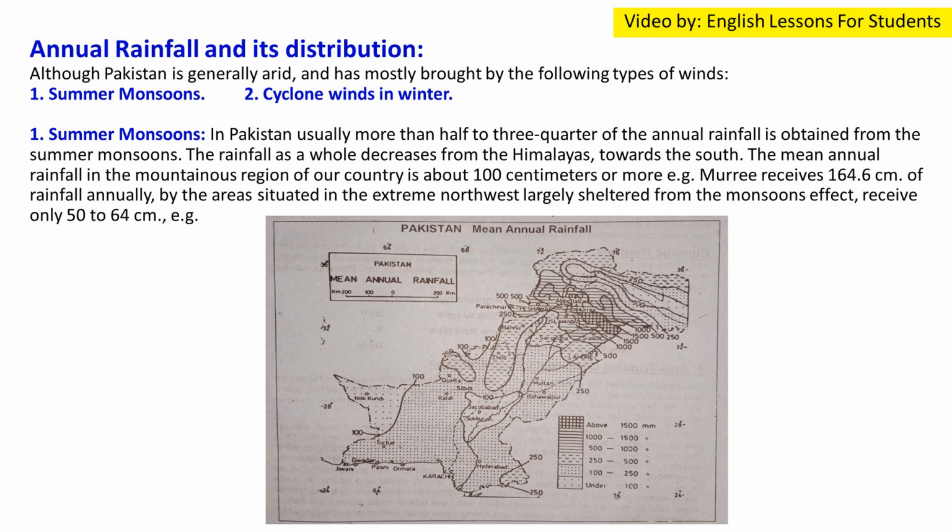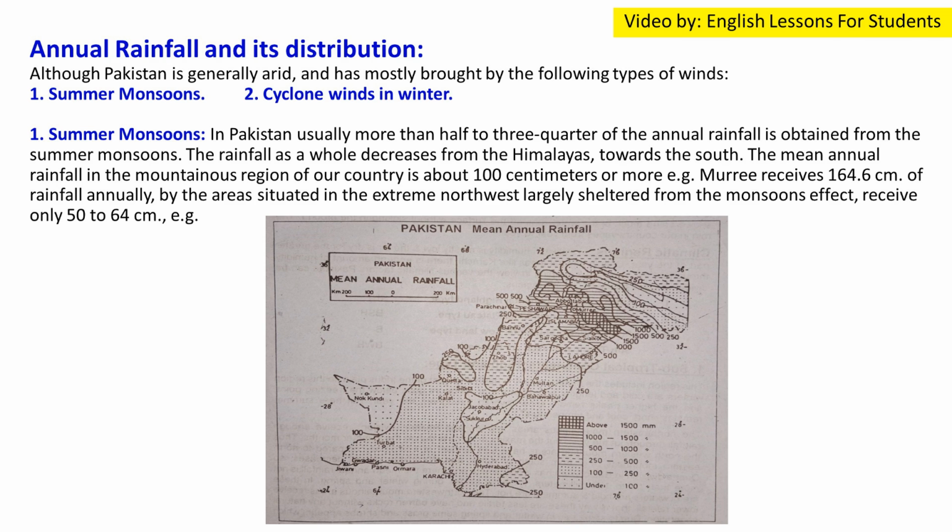Annual rainfall and its distribution. Although Pakistan is generally arid and has a low rainfall, rainfall in Pakistan is mostly brought by the following types of winds. Number 1, summer monsoon. Number 2, cyclone winds in winter. Summer monsoons. In Pakistan, usually more than half to three-quarter of the annual rainfall is obtained from the summer monsoons. The rainfall as a whole decreases from the Himalayas towards the south.